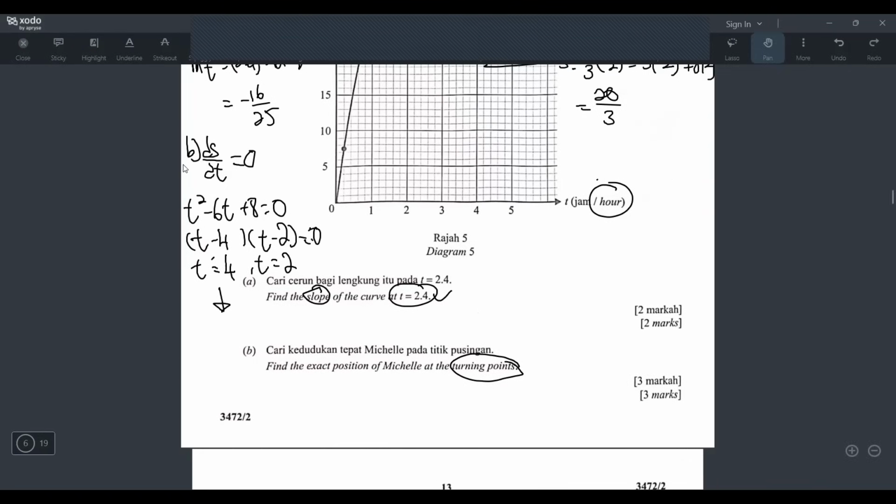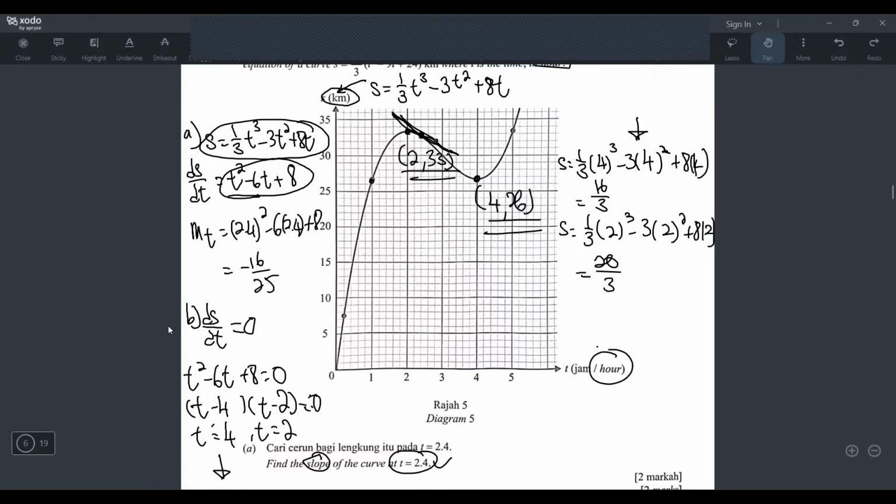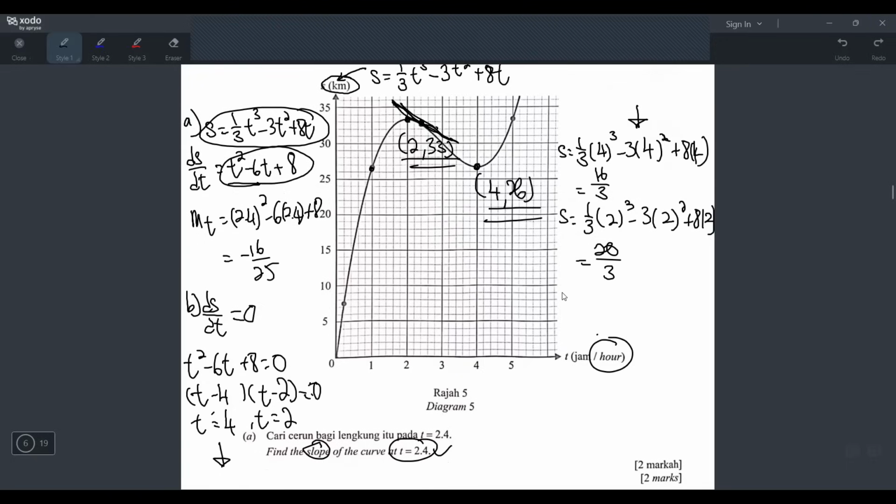Okay, I don't quite understand what exact position means. I think I will just write in coordinate form for them lah. Just write in coordinate form. So the first position is 2, 20 over 3. Okay, because when t is 2, it is 20 over 3. And then the other one is 4, 16 over 3.